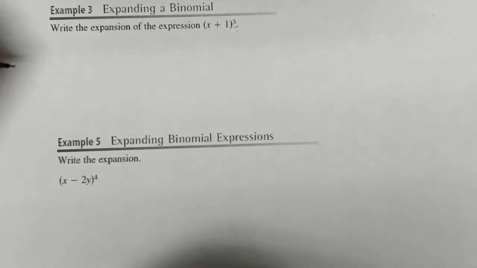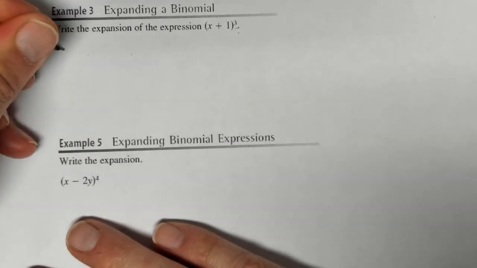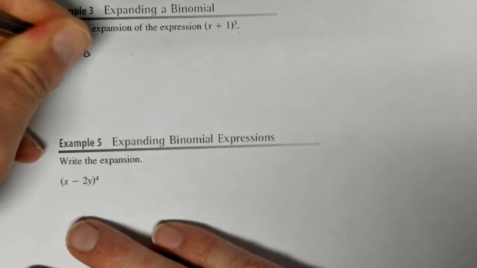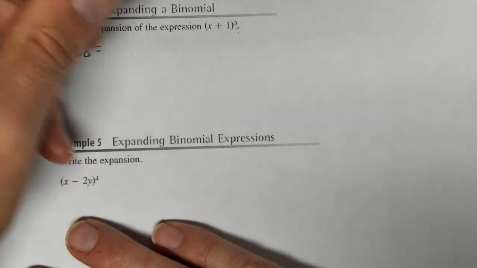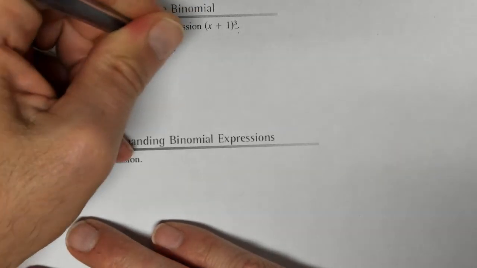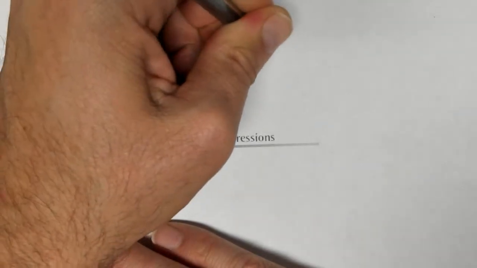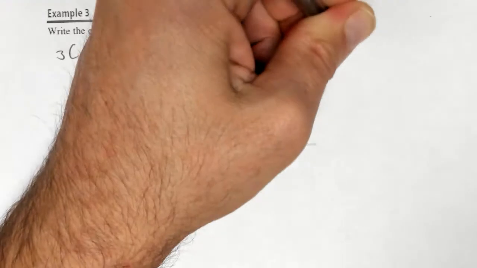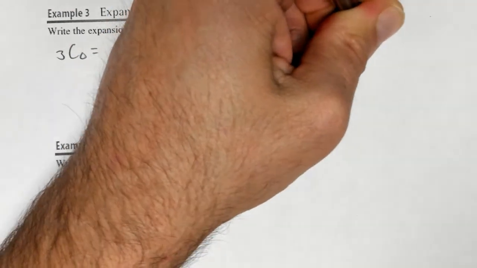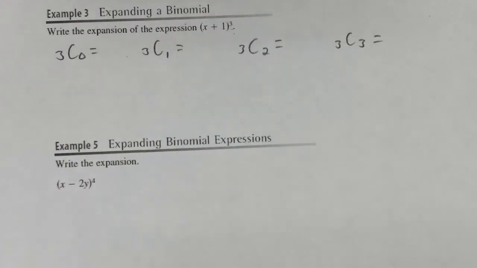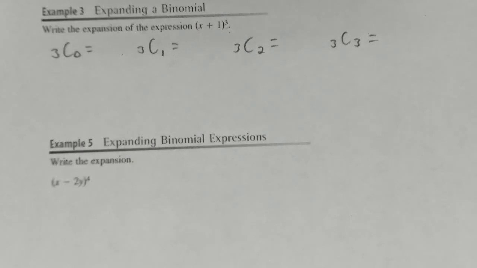And so here are the combination numbers I need to find. I need to find 3 chooses 0. I need to find 3 chooses 1. I need to find 3 chooses 2. And I need to find 3 chooses 3. All right, so I need to find all those different combinations because those are going to be the leading coefficient numbers in my expansion.